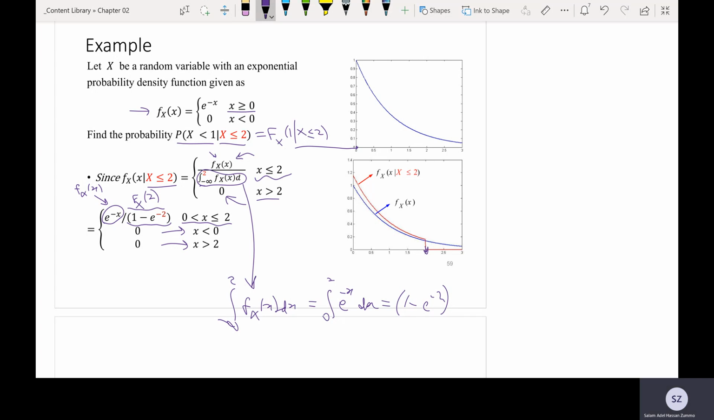How can you say fx at 1 given x less than or equal to 2, but in the condition we have less than 1, not equal? Again, this is continuous. It doesn't matter. When you go continuous, putting equality on it doesn't matter. With discrete you have to be careful.